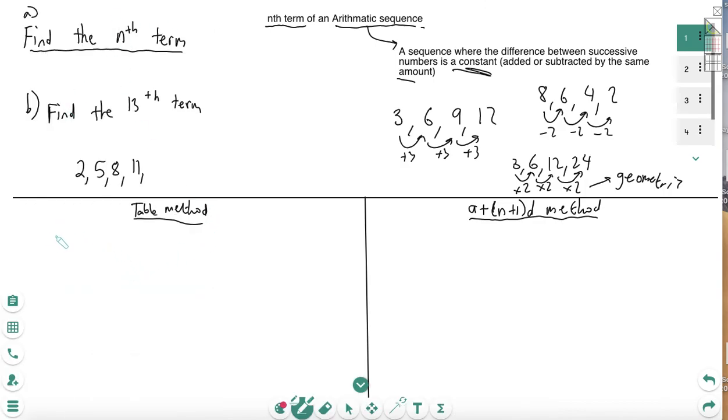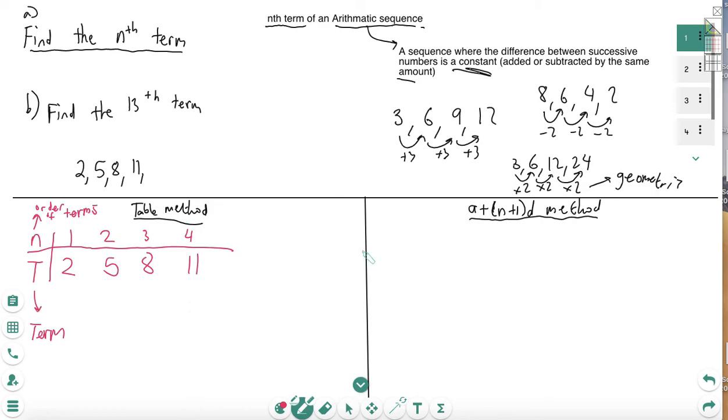What we're going to do is draw a little table. On the top will be n, and the bottom will be t. N stands for the order of terms. T stands for the term. So basically, the first term is 2, the second term is 5, the third term is 8, the 4th term is 11. Okay? So you start by creating a table, okay?